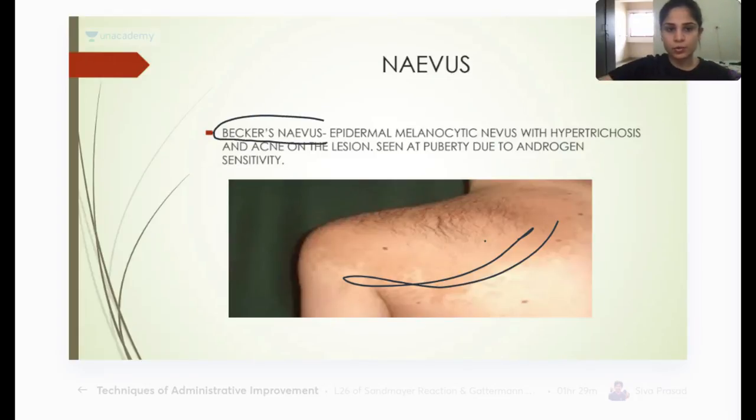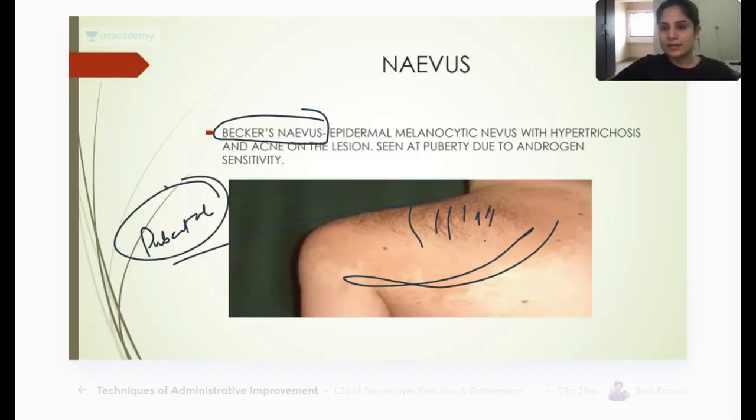Now this is one of the most important nevi that they ask in the exam, because it's seen very commonly. In Becker's nevus you will see over the shoulder or over the arm a brownish pigmented lesion, and then there will be hair present on it, and usually they will talk about a pubertal male who is having it. During adolescence, because of excessive production of testosterone, androgen sensitivity, you will have presence of Becker's nevus.